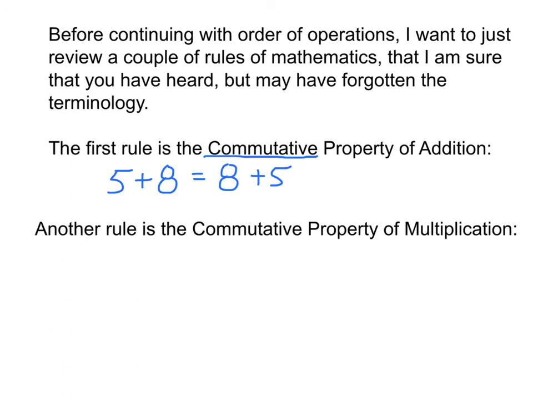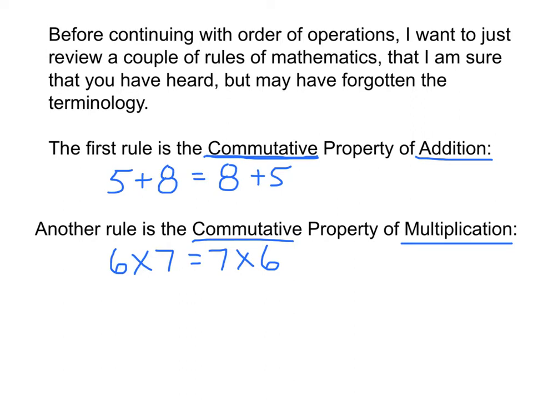Another rule is the commutative property of multiplication. As the name implies, if you have two numbers that you are multiplying, for instance 6 times 7, 6 times 7 is exactly the same thing as 7 times 6. So there are rules for the commutative property of addition and for the commutative property of multiplication.